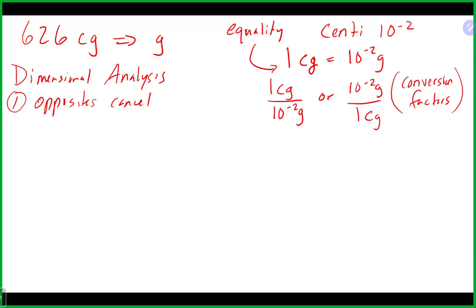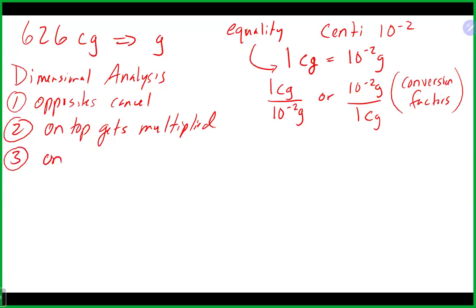The other two are pretty straightforward. They take care of the math part of this, which is anything on top gets multiplied. And the third thing is anything on the bottom gets divided. And that's pretty much it in terms of dimensional analysis, in terms of what you need to do. So you want to think about these things and set these things up in a way that it's very much like a fraction. There's a top, there's a bottom, and you want to put units on top and bottom.